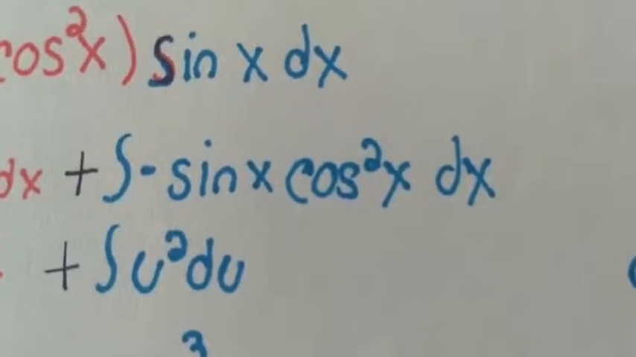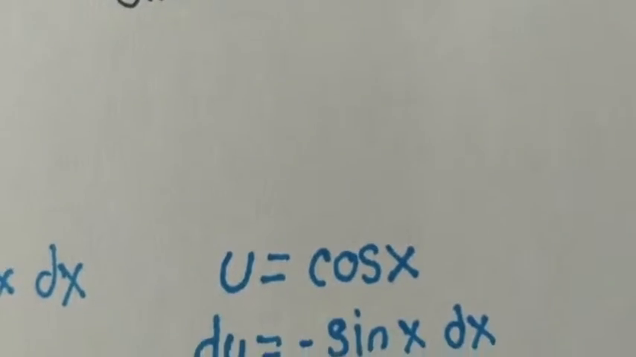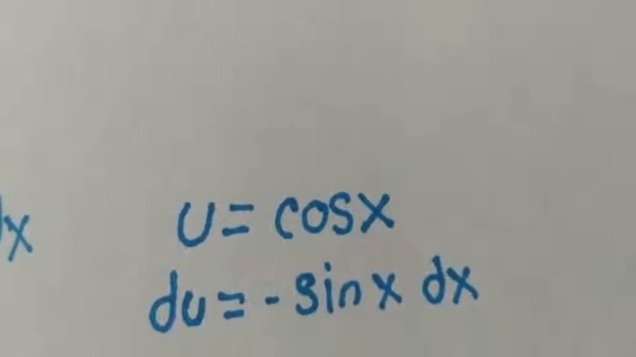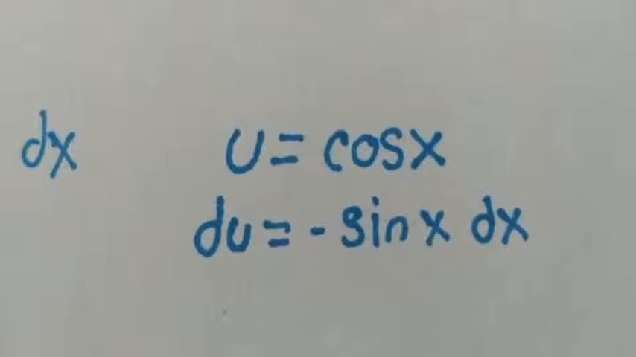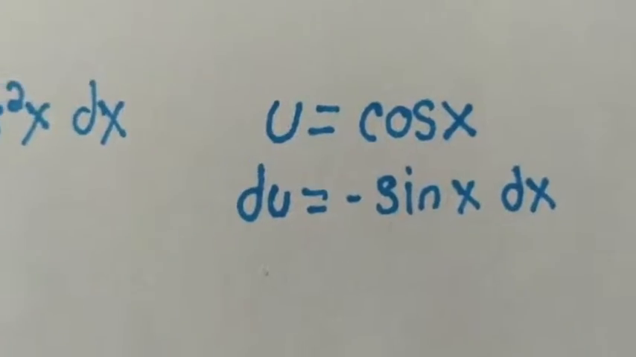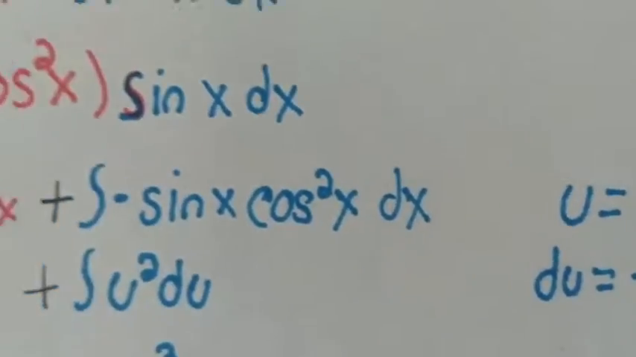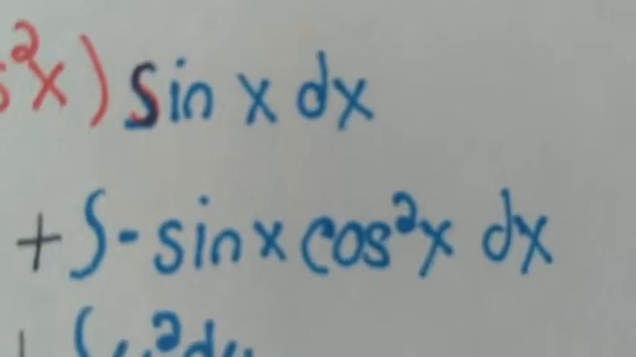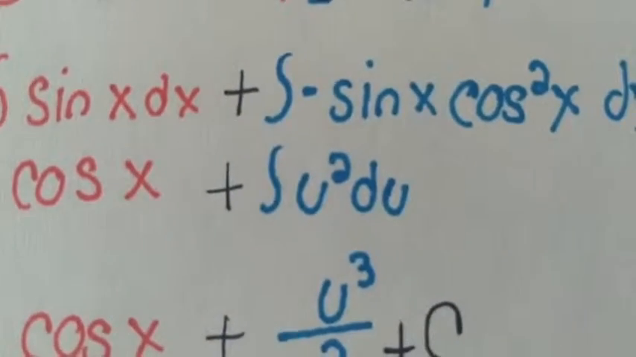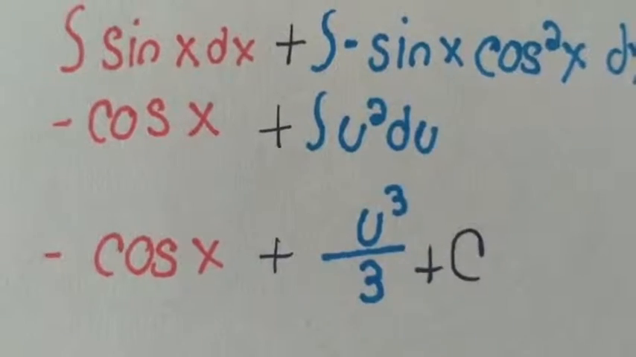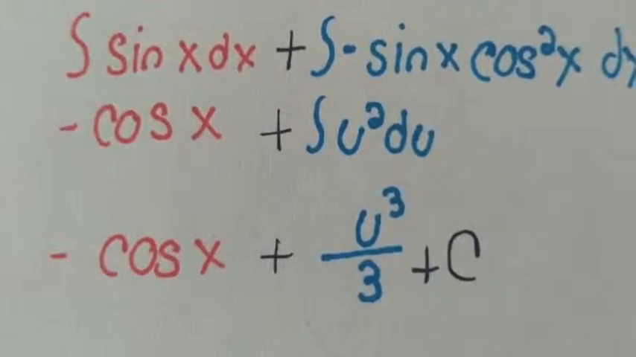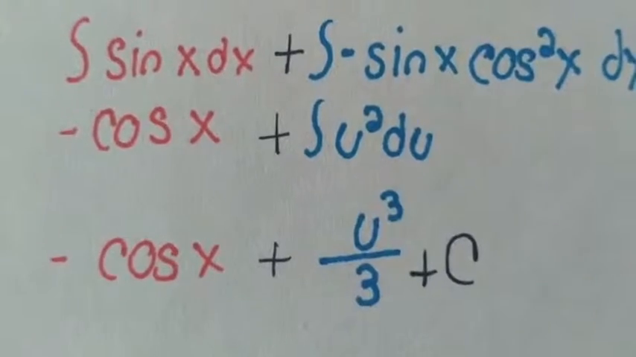First of all, we need to establish u as cosine of x. Having u as cosine of x, you would know that du is equal to minus sine of x times dx. So this equation could be substituted into u squared times du. Integrating that, you would have minus cosine of x plus u cubed over 3 plus c. That would be in terms of u.